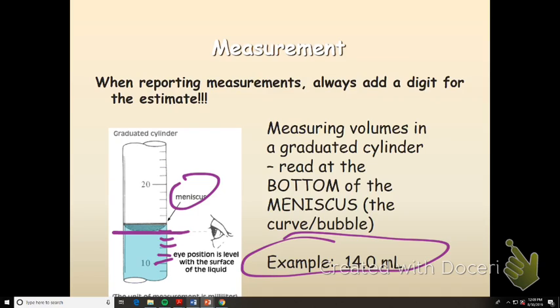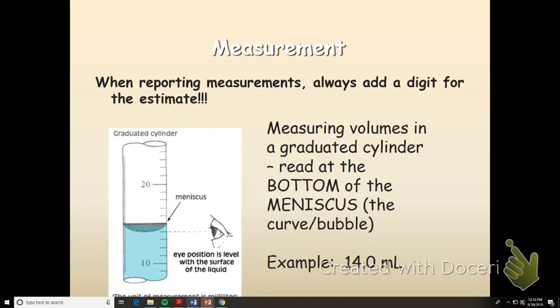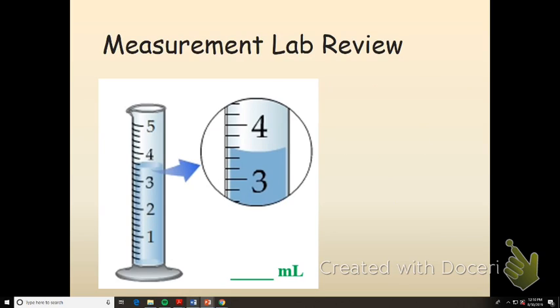Okay? Bottom of the bubble. Always remember it's the bottom. The bottom of the bottom of the bottom. So let's look at my example. How many milliliters do you think is in here? Pause if you want to figure it out on your own, which you should.